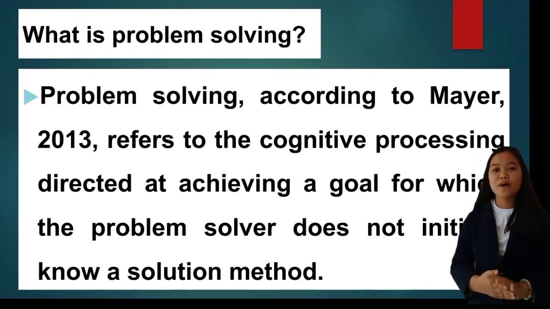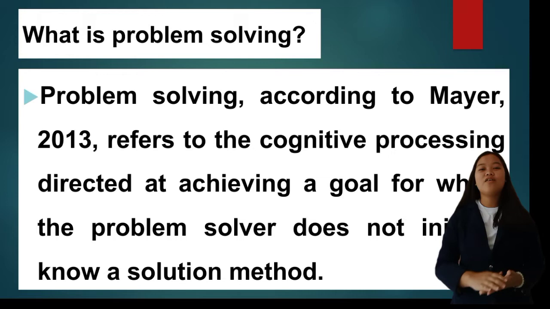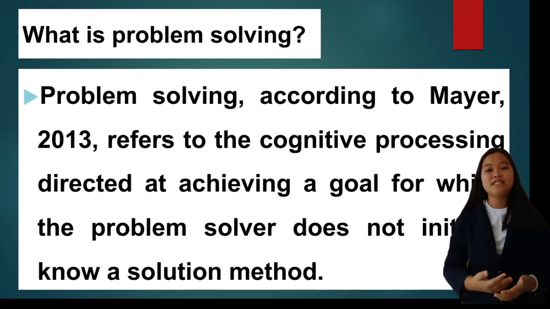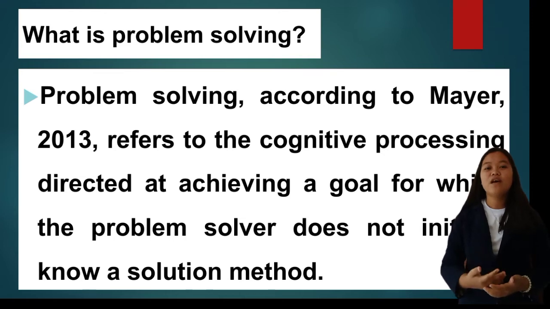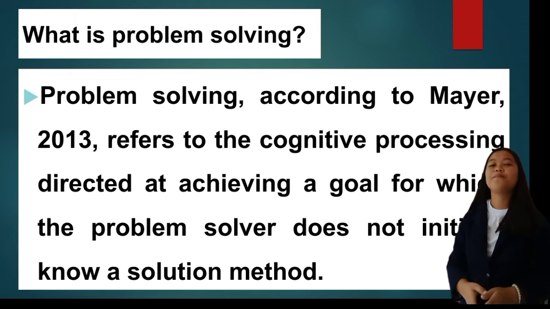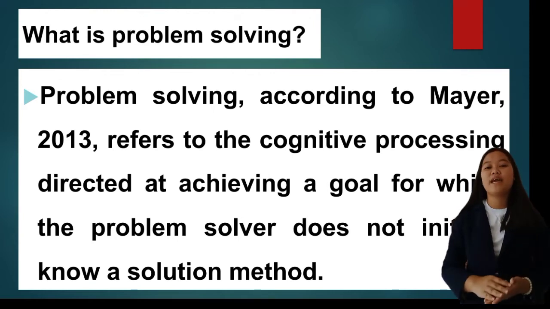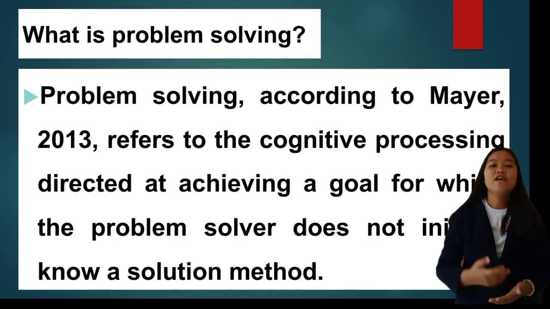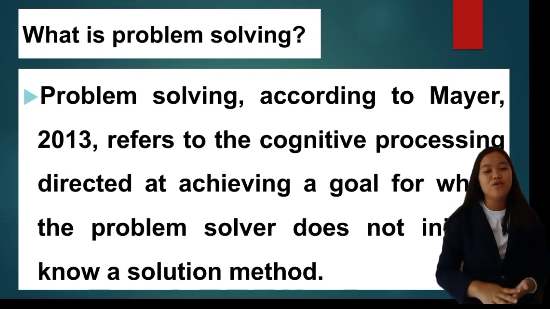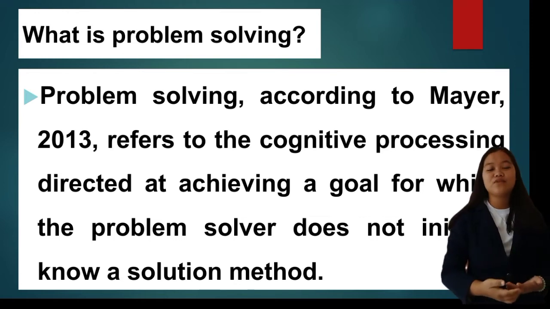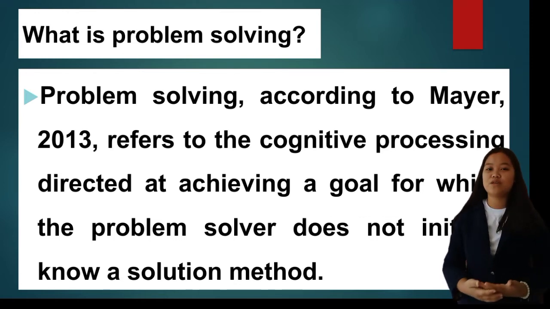First, let us know what is problem solving. According to Mayer of 2013, it refers to the cognitive processing directed at achieving a goal for which the problem solver does not initially know a solution method. Problem solving is the way by which solutions are developed to remove an obstacle from achieving an ultimate goal. Cognitive processing aimed at figuring out how to achieve a goal is called problem solving.